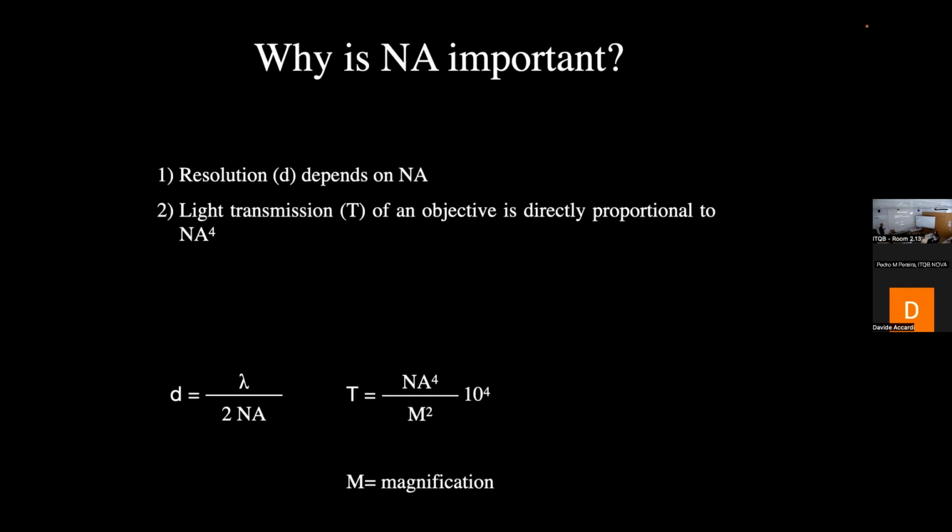It's also important for light transmission. The transmission efficiency of a lens is proportional to the power of 4 of the numerical aperture. I will not have the time to go through the equation, but it's very simple, you can calculate. It's common sense, if you think that if you have a large cone of light that can be acquired by the lens, then you have more photons and more transmission efficiency. And if you have a small cone of light, then you have fewer photons and less transmission efficiency. And this will make the difference, for example, between observing faint elements in your specimen or not, which is not necessarily related to resolution.